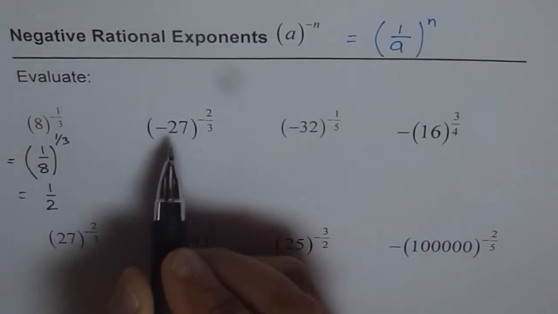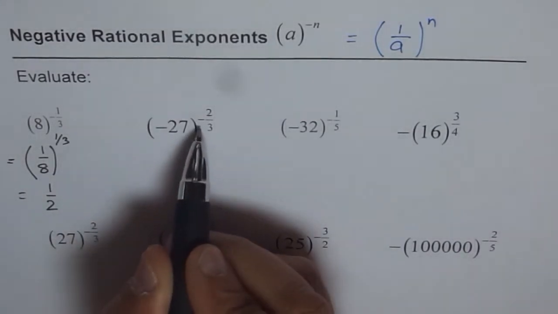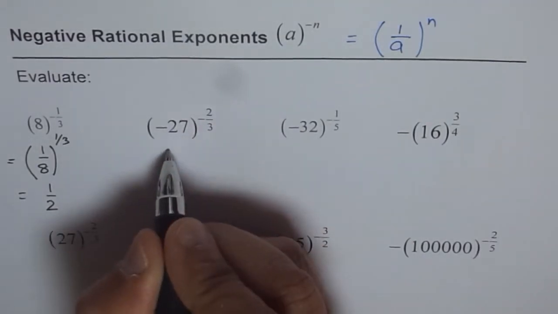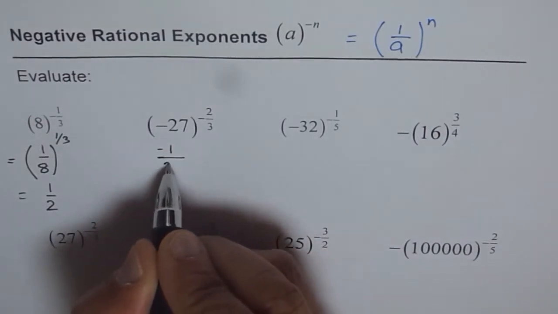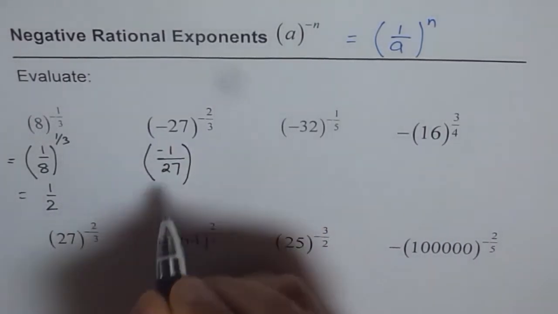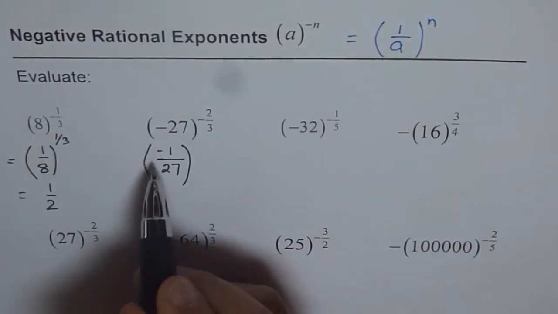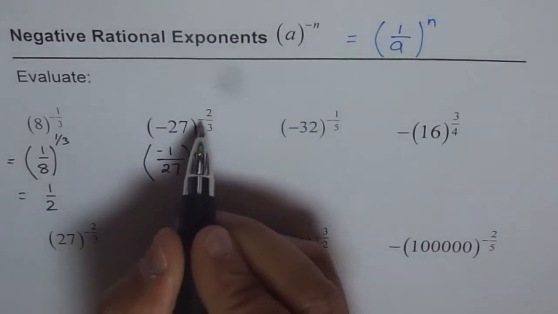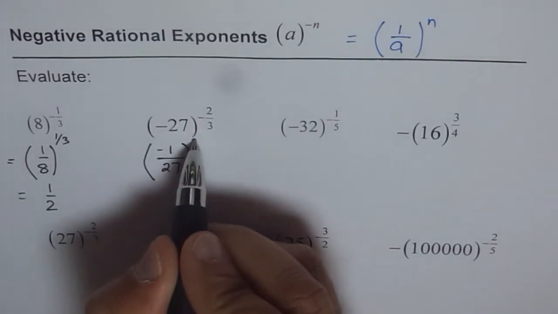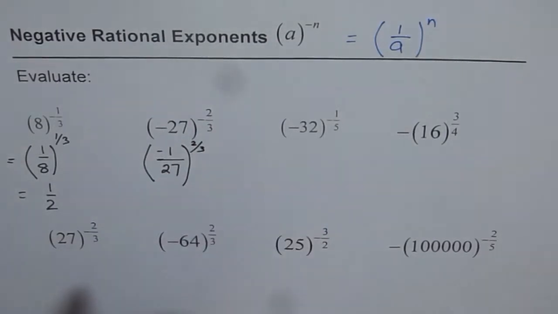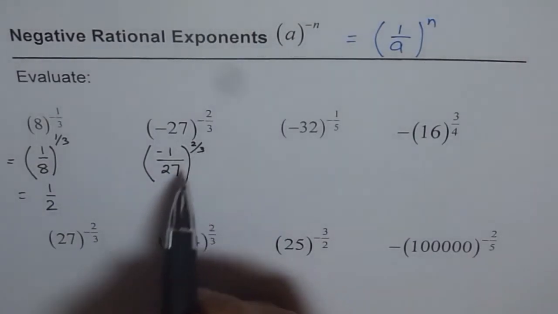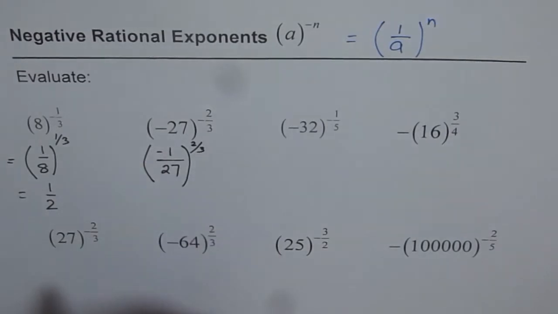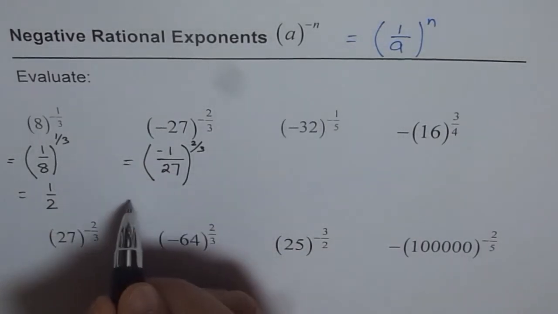So let me do it once again for minus 27 to the power of 2 over 3. This minus means it will be minus of 1 over 27. I could have written this minus sign here or there, it doesn't really matter. The number is negative, so we have taken care of the negative thing, and now we are left with 2 over 3. Do you see that? So that means we can find the cube root first and then square it. When you square, this becomes positive. Remember that part.